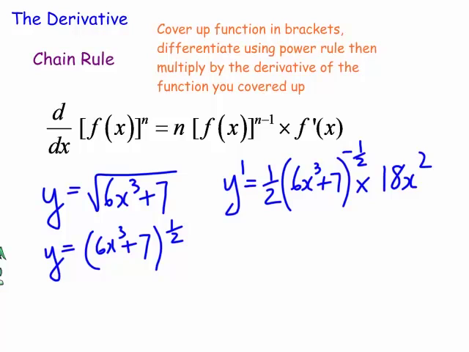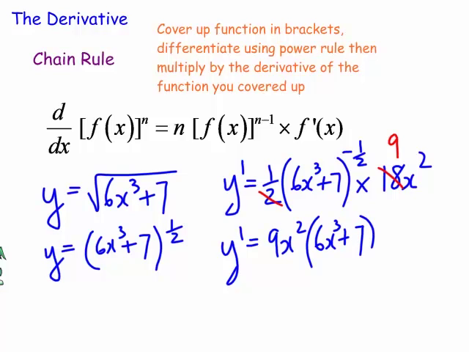Okay, so we can simplify this. You can see here we could cancel. Let's cancel a few things. Okay, 2, 9. So we end up getting what? The derivative, y dash, is equal to what? Just 9x squared, then 6x cubed plus 7 to the power negative a half.